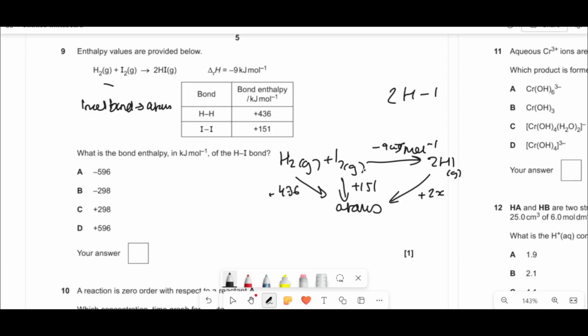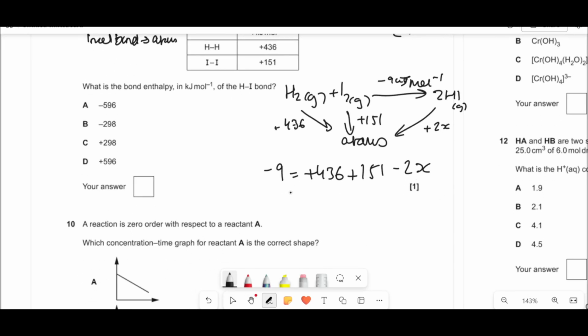So then what you're going to say is, if you start here and finish here, the enthalpy change in the middle should be the same as whatever route you take, because as long as you start and finish at the same point, it does not matter. So that means you're going to have minus 9, this enthalpy change, equals all these other ones. Following this arrow, it's going to be plus 436 plus 151 minus 2x. If I tidy this up, I get minus 596 equals minus 2x, then x equals this divided by minus 2, which gives you 298, so plus 298, which is going to be C.